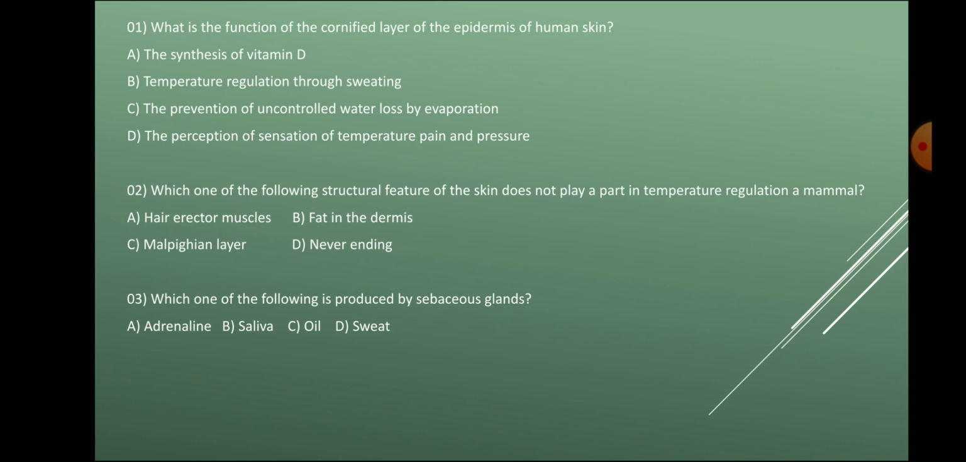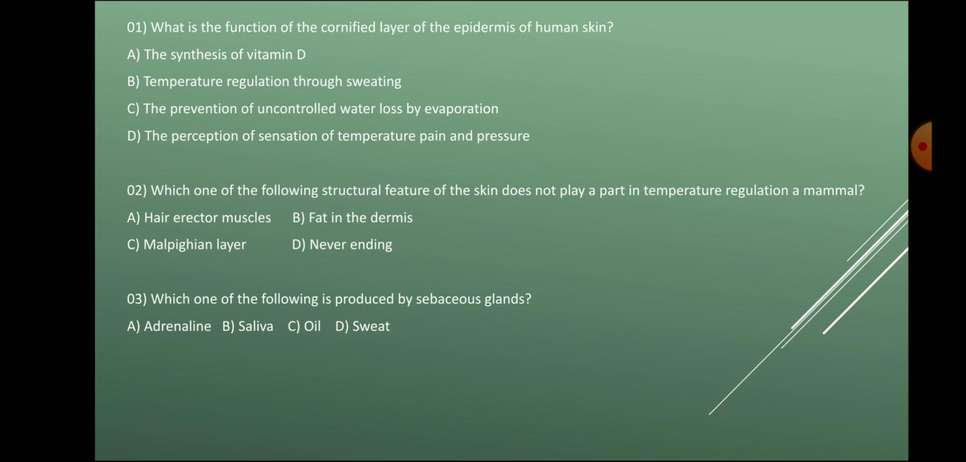The options are: A, synthesis of vitamin D; B, temperature regulation through sweating; C, the prevention of uncontrolled water loss by evaporation; and D, the perception of sensation of temperature, pain, and pressure. The correct answer is the prevention of uncontrolled water loss by evaporation.